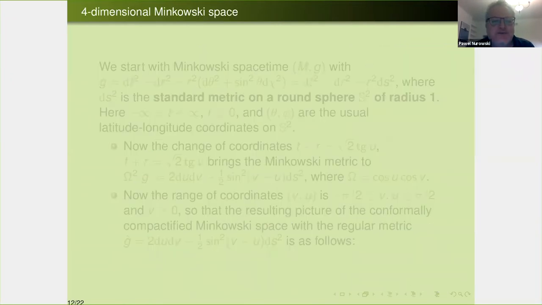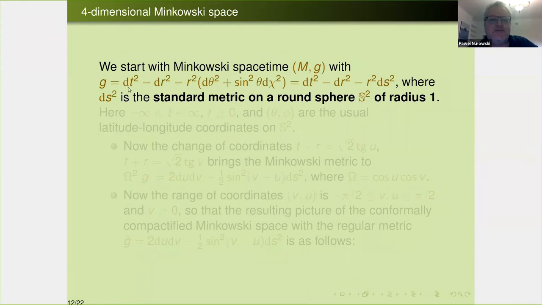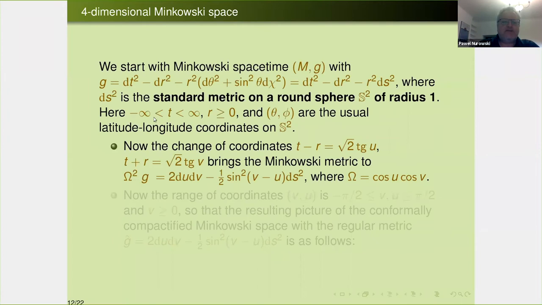Okay, so let's do the same for four-dimensional Minkowski spacetime. I just wrote this four-dimensional Minkowski spacetime again in the wrong signature, according to my setting. I put it in spherical coordinates, r, theta, phi. And time is here t, right? So this thing here is just the standard metric on the two-dimensional sphere of radius one. And here the t coordinate goes from minus infinity to plus infinity, r is greater than or equal to zero, and theta, phi are the usual spherical coordinates.